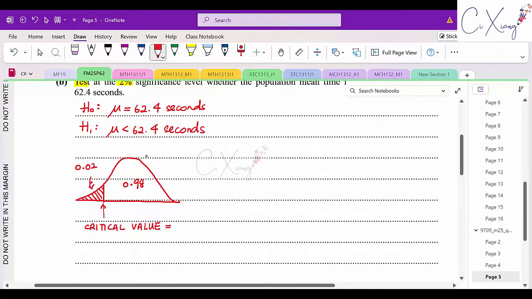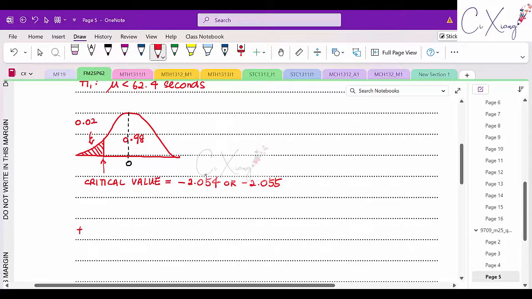So I want to put this as a value, 2.054. But you should be aware that in our normal distribution table, the center line here is 0 for the standard normal distribution. So this particular value, which is before the 0, should be a negative value. So you directly write out negative 2.054. Of course, if you want to write negative 2.055 you can, they are still accepted. Okay, so next step, after I found the critical value, I want to calculate the test statistic.